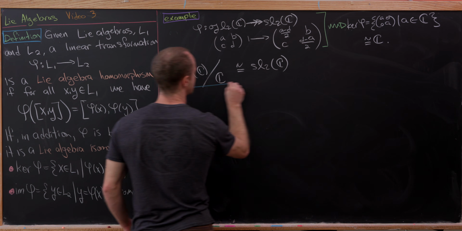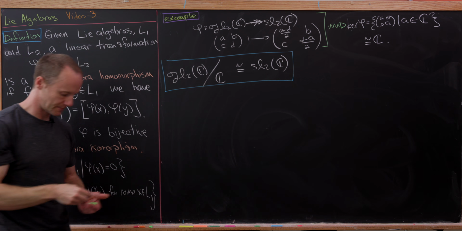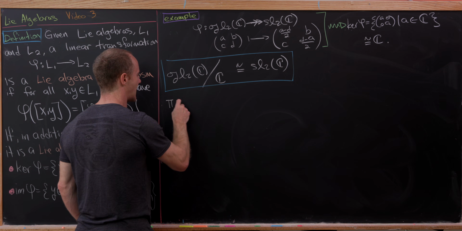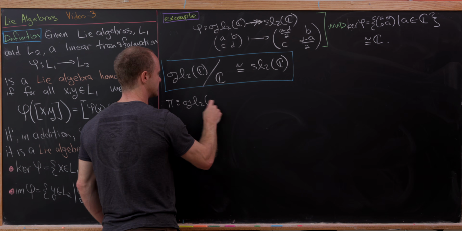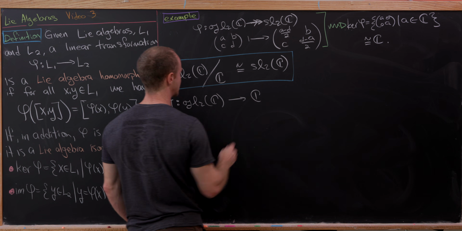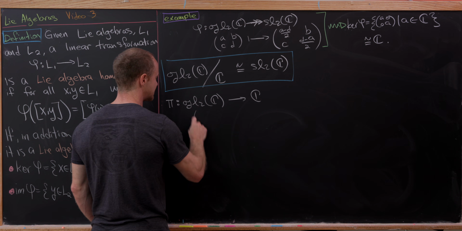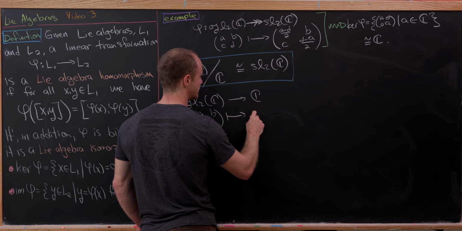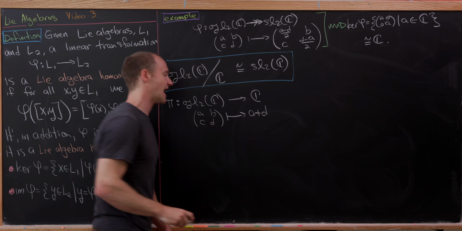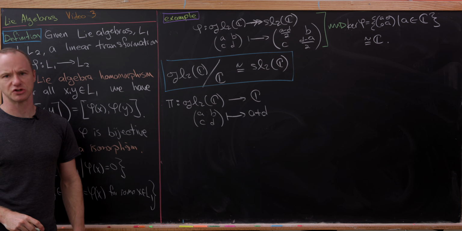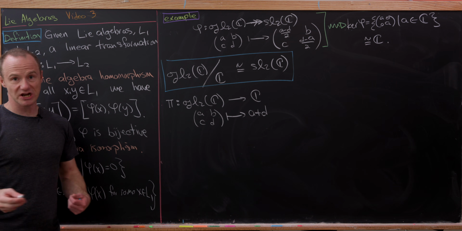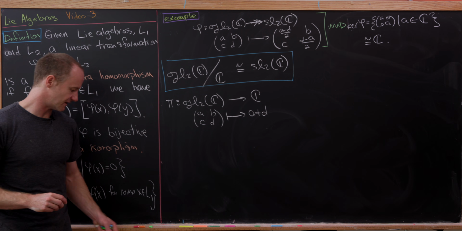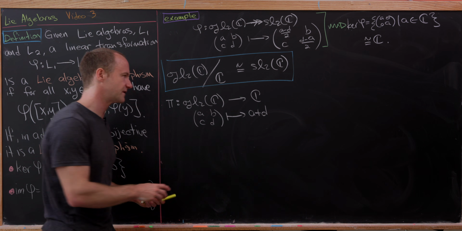Okay, so let's put a nice box around that. And then let's look at a related result. Let's take pi from GL2C down to just the complex numbers, where this takes a matrix (A, B, C, D) and sends it to its trace, in other words, A plus D. Now you can check this is a Lie algebra homomorphism. Maybe I won't do that; that's a little bit of a homework exercise.